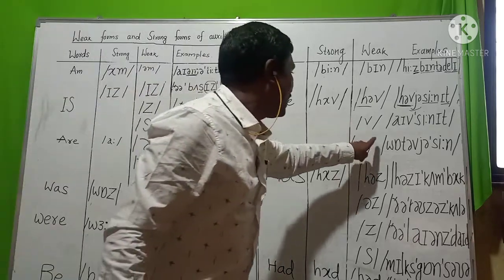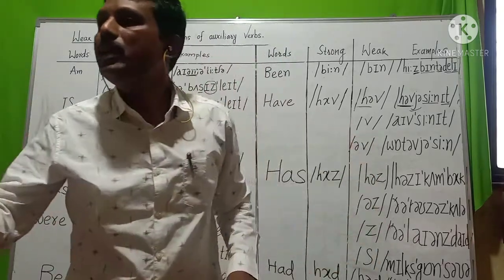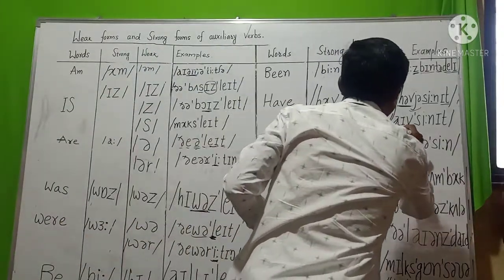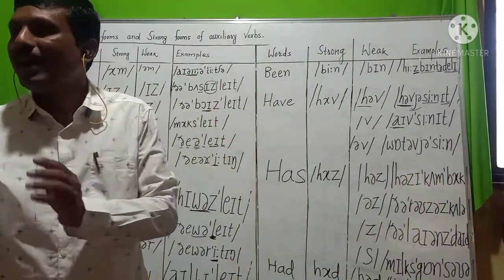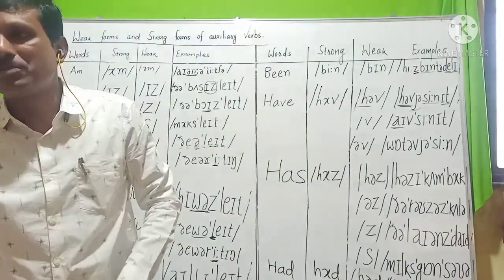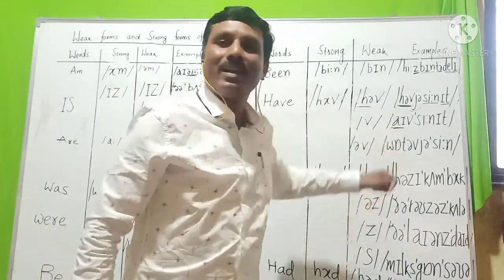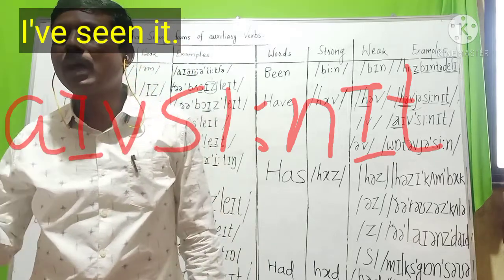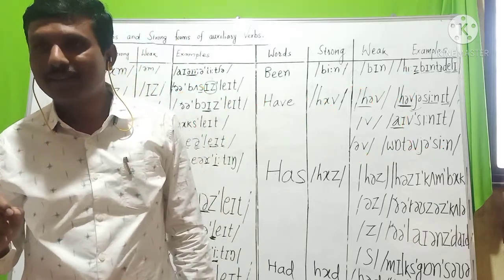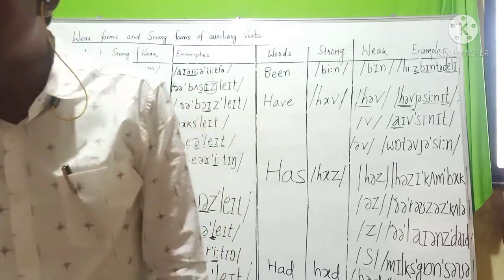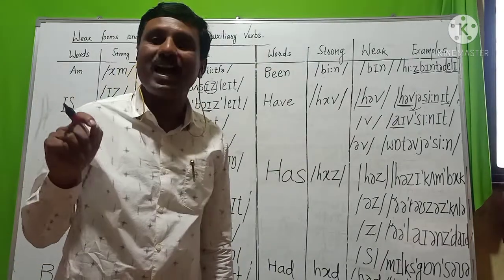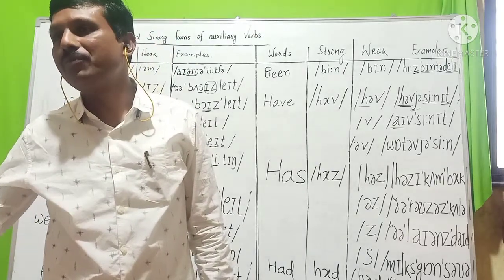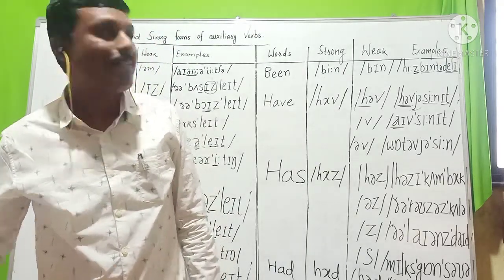And the second is 've. This is used after personal pronouns. For example, I've seen it. I've seen it. Say it. I've seen it. It's like that.